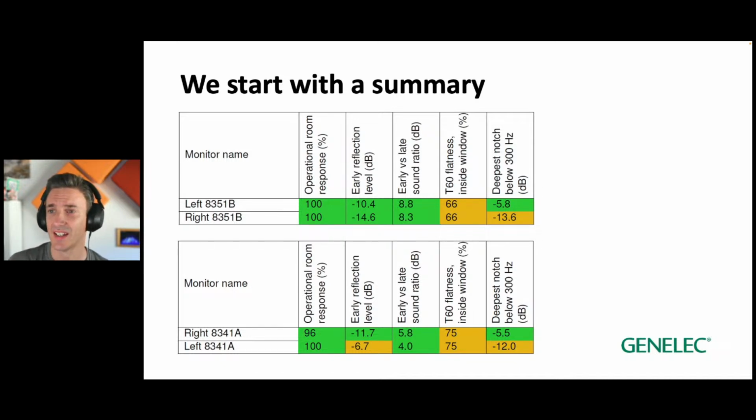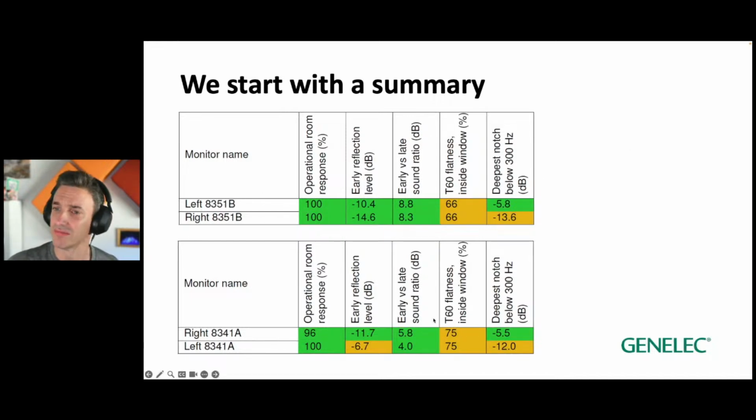And then also always of interest is the so-called deepest notch below 300, because this is something we cannot handle with the calibration. If you have seen the first episodes of these webinars, you already know it. We can deal with boosts, but we cannot deal with dips. So if there are dips below 300 Hertz, we will have to talk about room acoustic treatment and about better placement of the speakers. Therefore, this is also listed here.